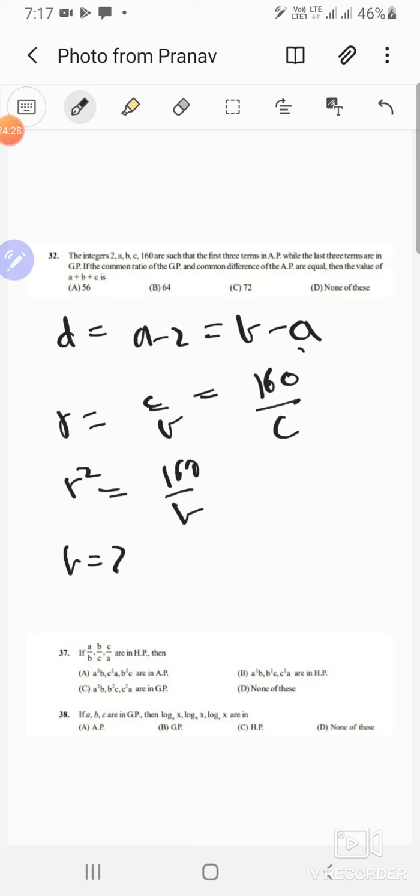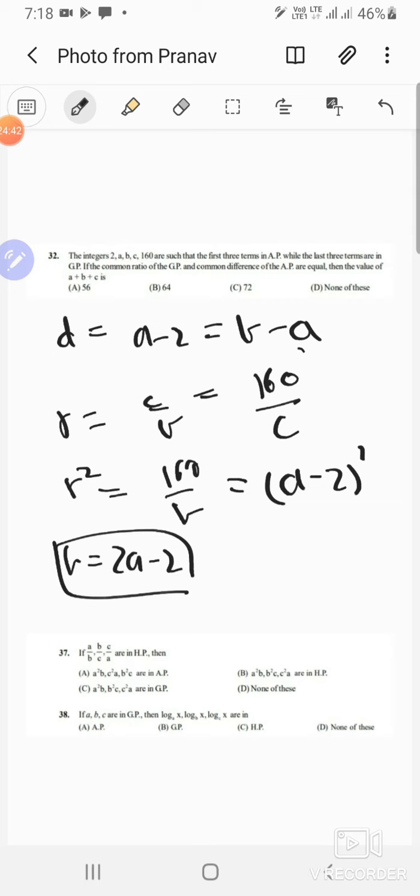So B equals 2a minus 2. We already know that from this equation. And then when we square this, you basically get a minus 2 whole squared or b minus a whole squared. Both of them basically work. Just going to call this a minus 2 whole squared. Fine. Now I'm going to substitute this value of b over here. So that gives me 160 upon 2 into a minus 1 is equal to a minus 2 whole squared. Oh wow, that is awesome.